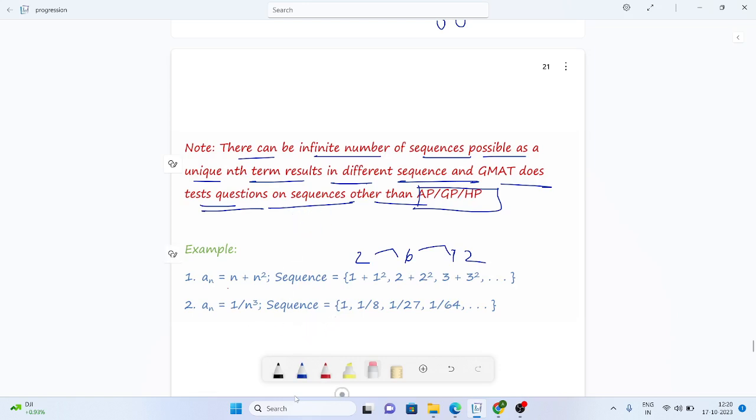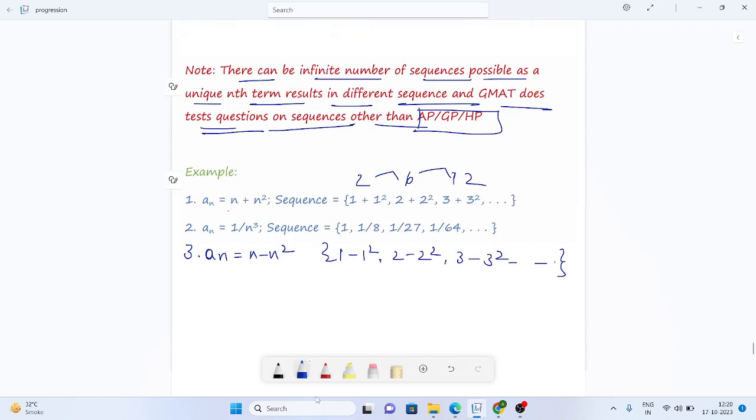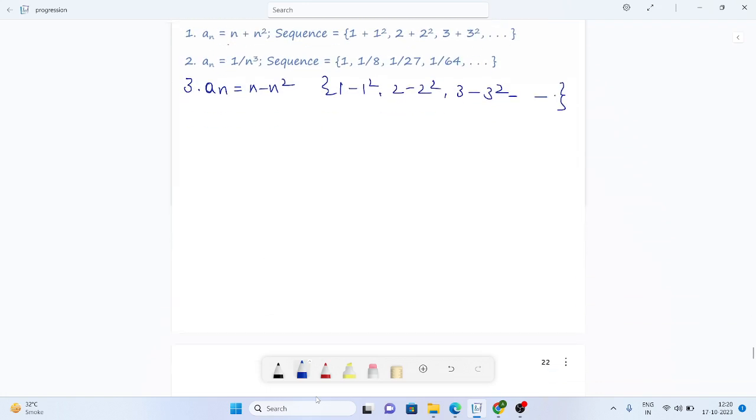Similarly, if you take 1 by n cube, this also forms a new sequence. And let's say I take n minus n square, this forms a new sequence: 1 minus 1 square, 2 minus 2 square, 3 minus 3 square, like this. Okay, so we do one question on this. First note this down. Done? Okay.